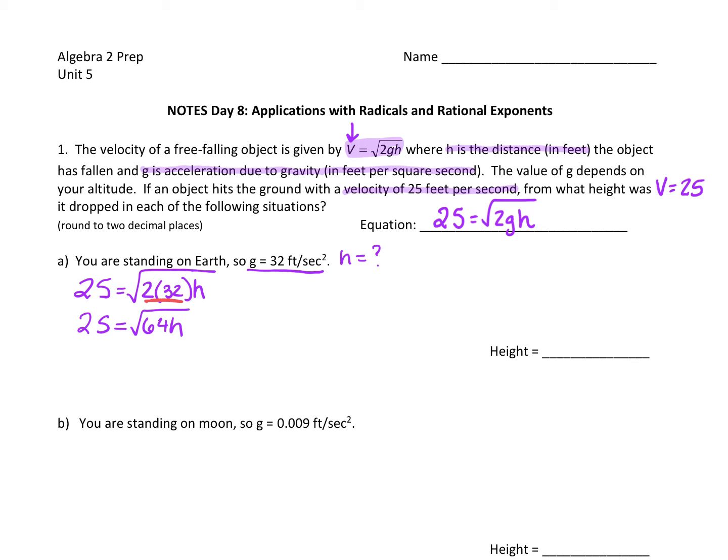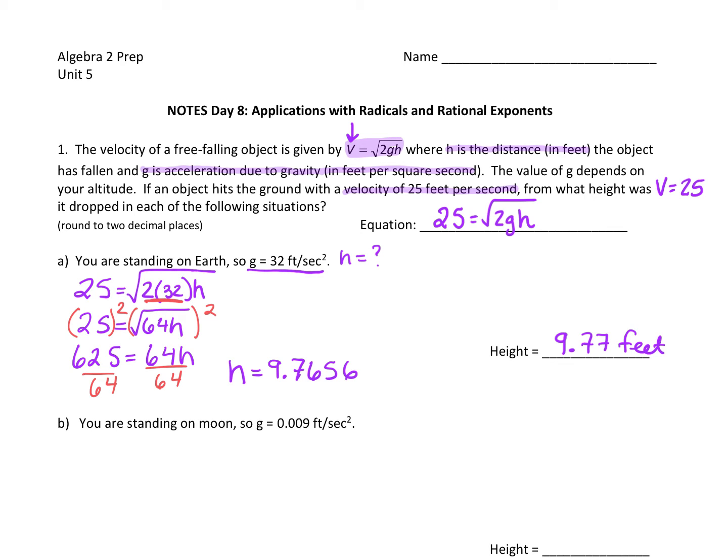Now to get to that 64h, I need to get rid of the square root. And to get rid of a square root, we're going to square, and we do it to both sides. So when I do that, I'm going to get 25 squared, which is 625, equals 64h. Then to finish getting the h alone, I'm going to divide by 64. And I'm going to get roughly 9.7656. We could also round it to 9.77 if we wanted to. That's the height in feet the object was dropped from.